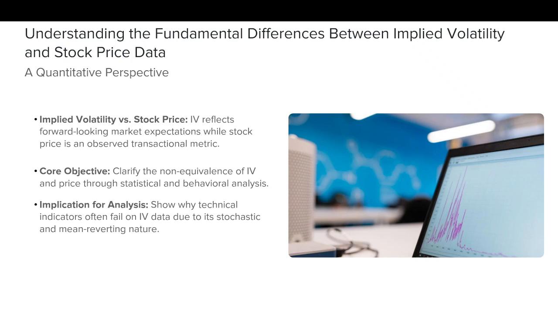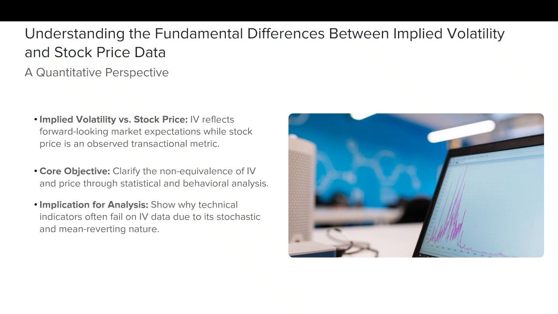Unlike stock prices, which represent historical transactions and reflect supply-demand forces, implied volatility is derived from options pricing and captures the market's consensus on future volatility. Understanding this difference is vital when applying analytical tools.